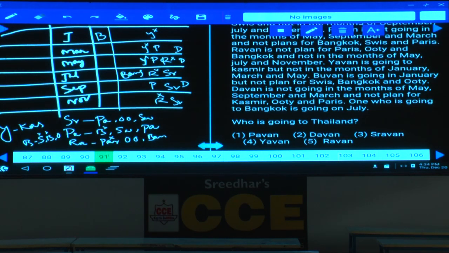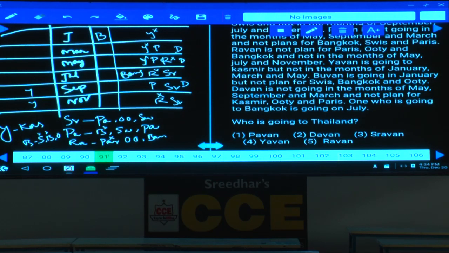Now Y cannot be in the first 3 months, Jan, March and May. Then where can this Y be? Y can be either in the month of September or in the month of November. Y can be in any one of these 2 months.